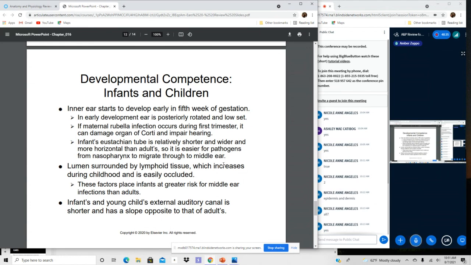The lumen is surrounded by lymphoid tissue, which increases during childhood and is easily occluded. All of these factors place infants at a greater risk for middle ear infections than adults. Infants' and young children's external auditory canal is shorter and has a slope opposite to that of adults.